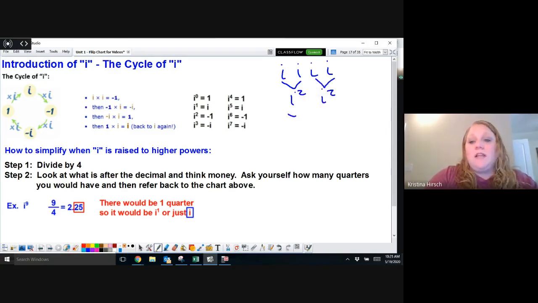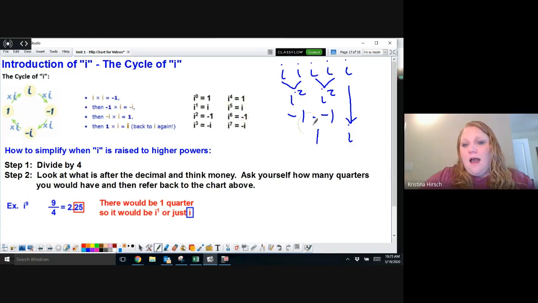Well, i squared is negative 1. Negative 1 times negative 1 is 1, and you'll notice that we have a 1 right here. So what would happen if I had i to the 5th power? We still have all of this, but then this i would come down. What is 1 times i? i. Well, what if it was i to the 6th power?